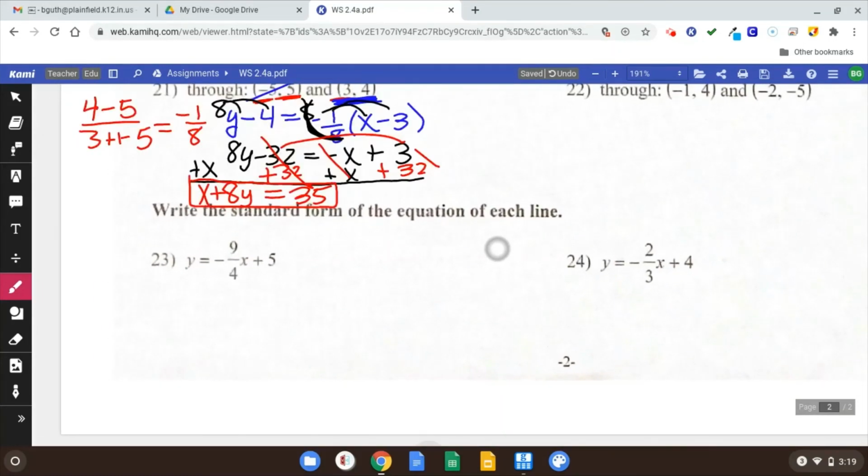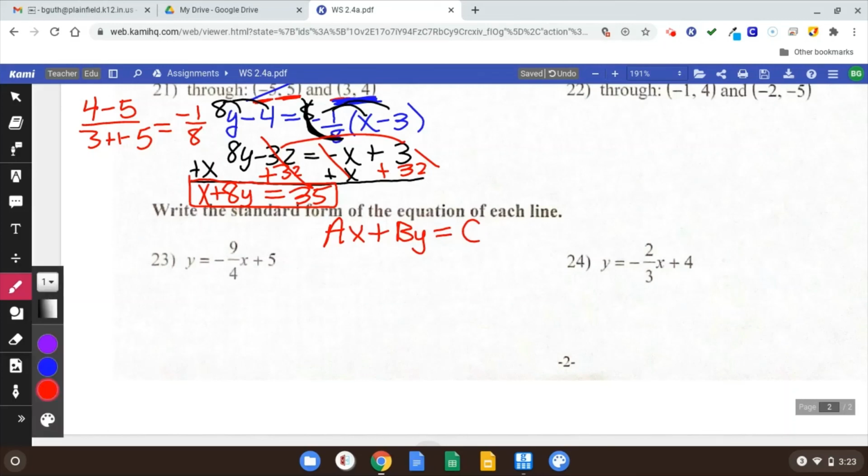Last one, write the standard form. So I want the same thing. Standard form, you have to know this. Looks like this. Don't overthink it. The first thing to know is it's going to look like this, right? ax plus by equals c. So the second thing is none of these numbers are going to be fractions. So let's multiply by 4 to get rid of those fractions. Now be careful because you're really going to have to multiply everything by 4.